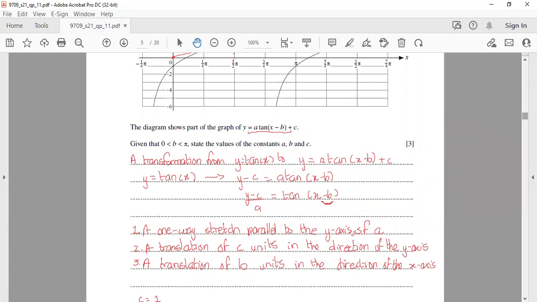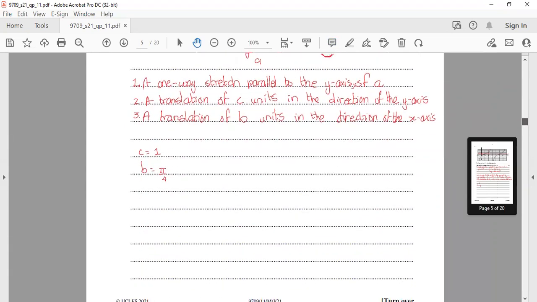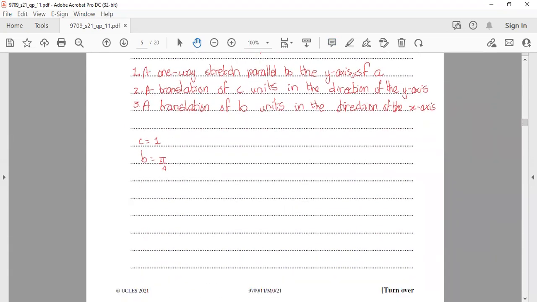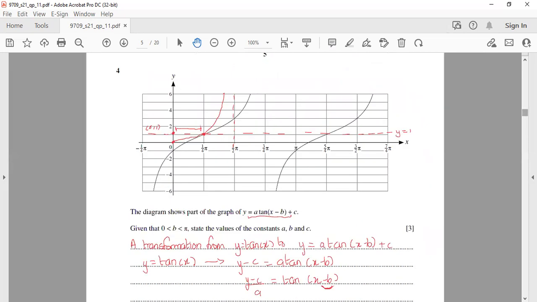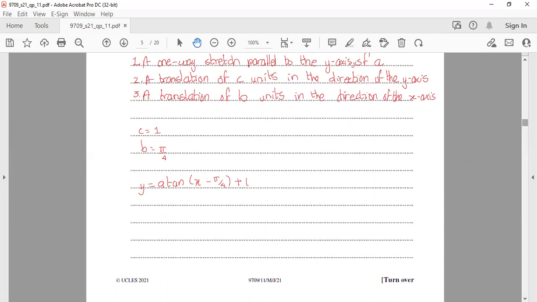Now, how can we find the value of a? We always replace the values we found in the equation. So, y is equal to a tan of x minus pi by 4 plus 1. To find the value of a, we can choose any coordinate on the graph. Let's choose a coordinate which is easy to replace. So this one. So we have 0, minus 1. Let's replace the coordinate 0, minus 1 in this equation to find the value of a.